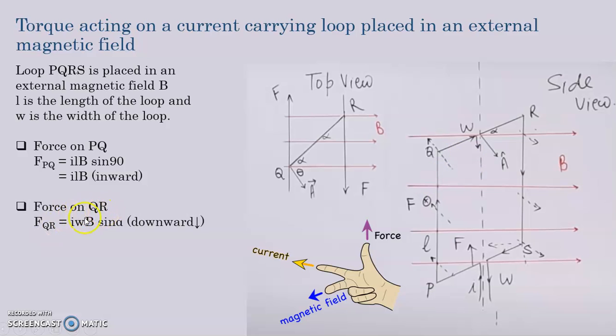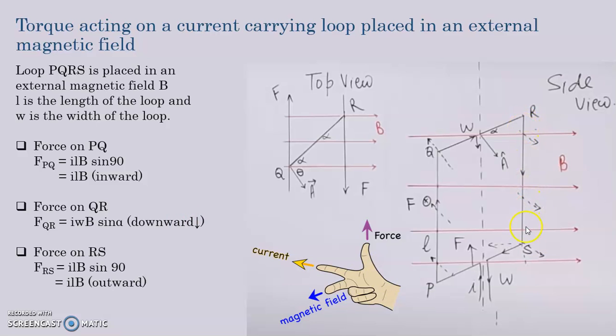Force on QR is given by the formula FQR is equal to I W B sin alpha, where I is current flowing through QR, W is the length of QR part of the coil, B is the external magnetic field in which QR is placed, and alpha is angle between W and B. If you see over here, angle between W and B is alpha. And the direction of this force, FQR, is downwards, given by right hand rule.